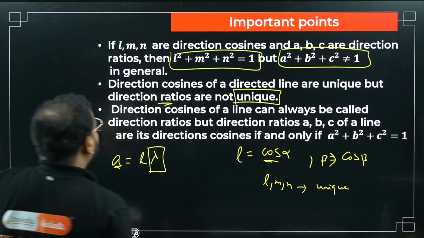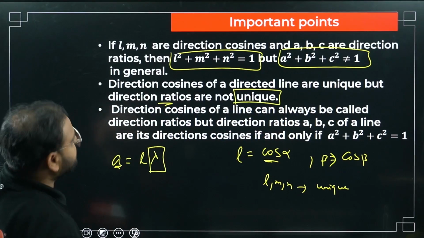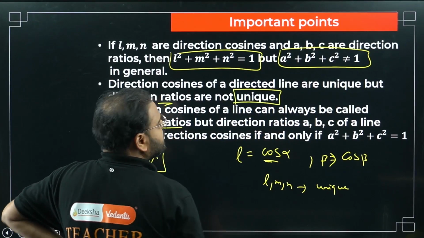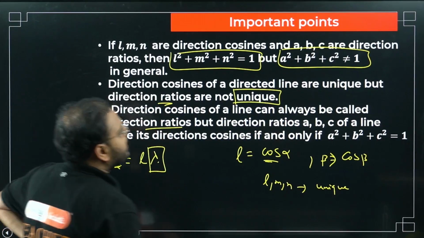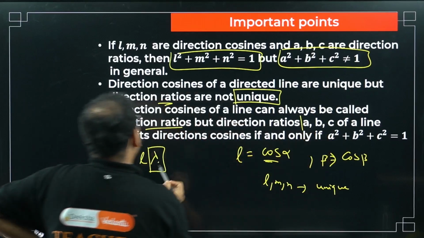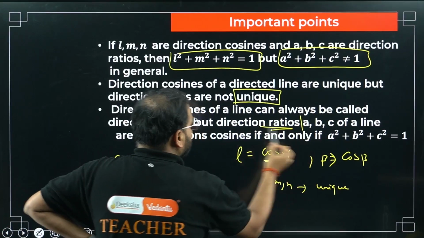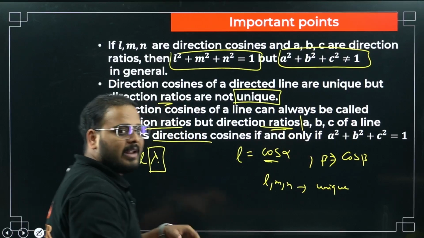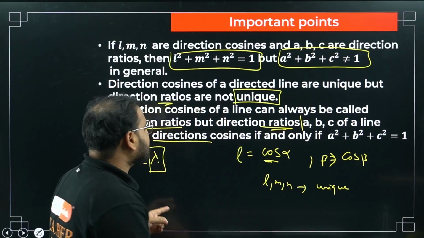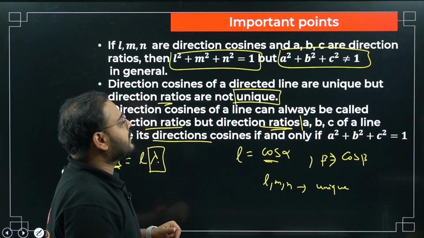Now point number 3: direction cosines of a line can always be called direction ratios. Correct, if lambda is 1, I can call it that way. But the reverse is not true, meaning I cannot call direction ratios the same as direction cosines all the time.